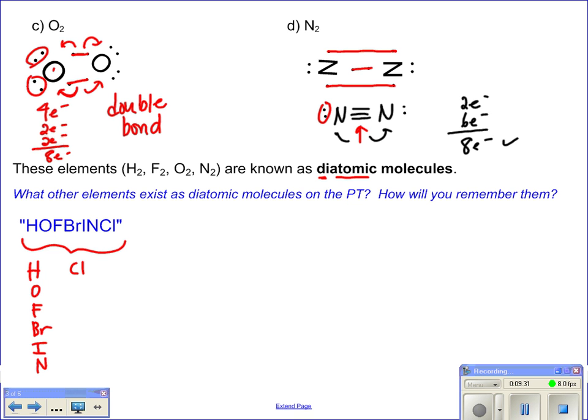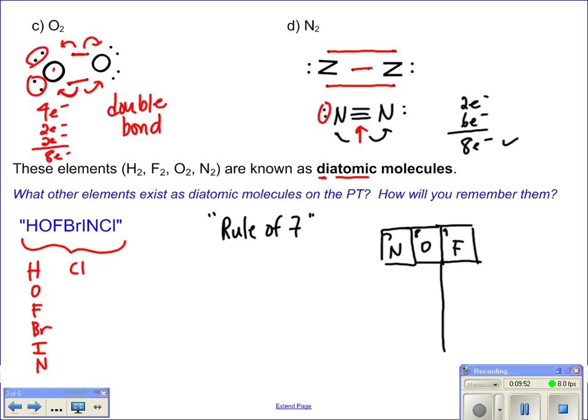I have another rule that I came up with, sort of my own acronym, called the Rule of 7. You're more than welcome to use it as well. For the Rule of 7, you start at element number 7 on the periodic table, which is nitrogen, and you go across here to oxygen and fluorine, which are elements 8 and 9 respectively, and you head downward. So we have chlorine, bromine, and iodine. We kind of stop there. Okay.